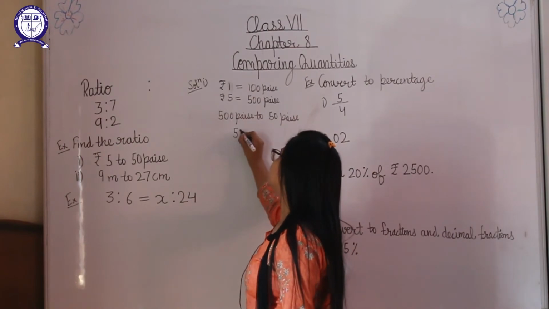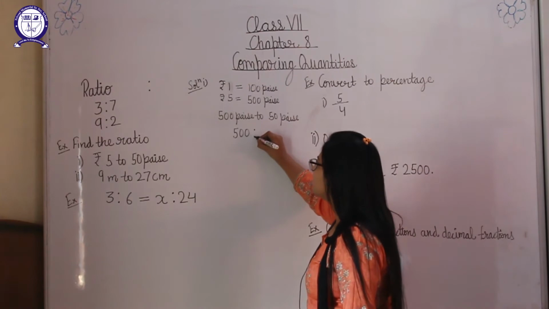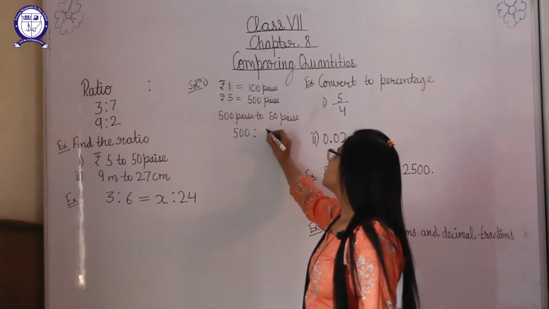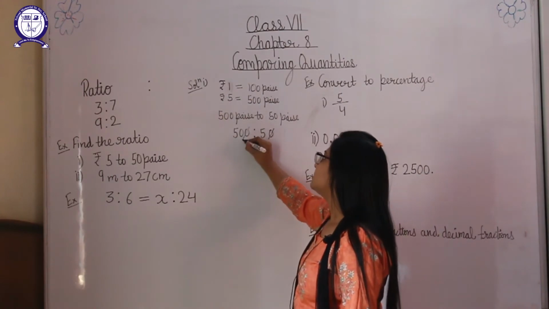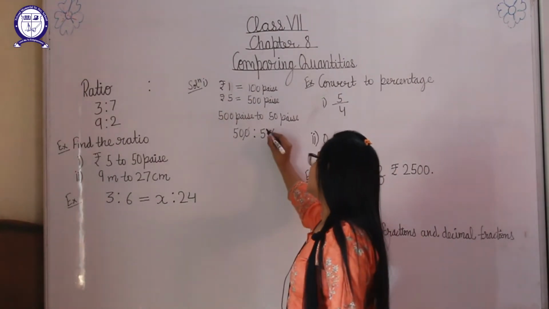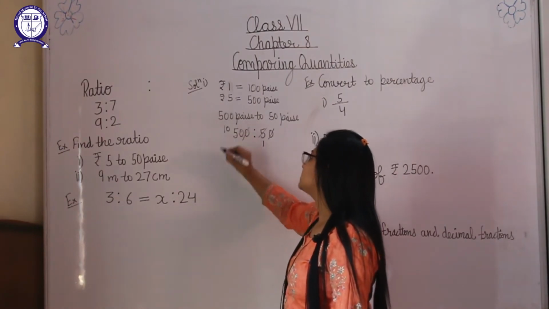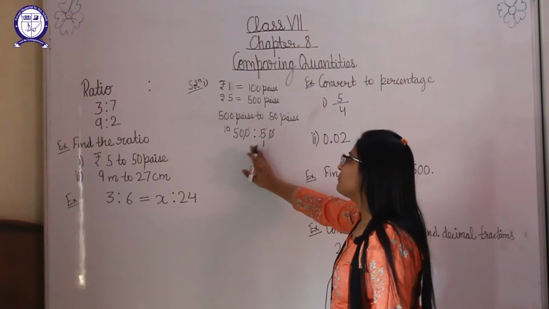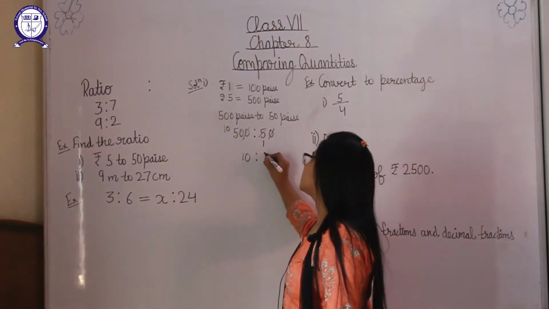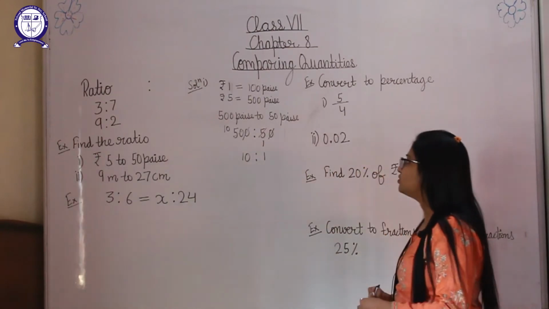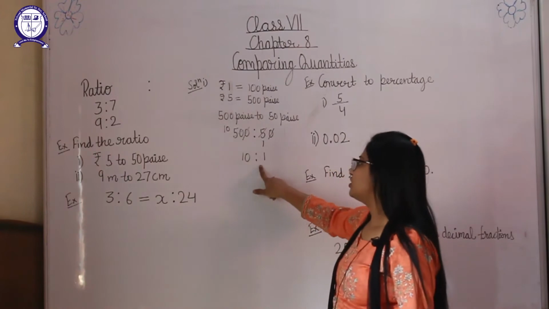Here this is 500, so we will write 500 first, then "to" means we will put the sign of ratio, and then 50. Now we will try to solve. This 0 and this 0 can be cancelled out. Now here 5 1s is 5 and here 5 1s will be 5 and 0 is with this. So after simplifying them, 10 is left, ratio 1 is left. So we have found the ratio of rupees 5 to 50 paise and the ratio is 10:1.